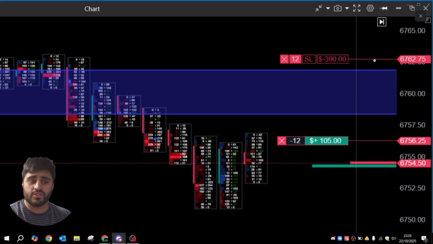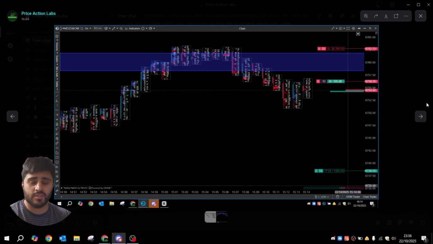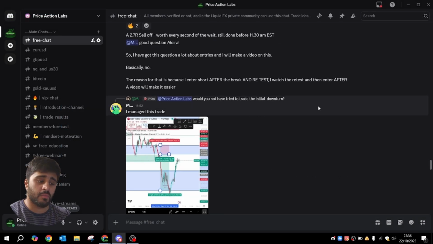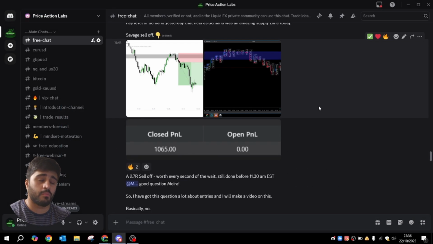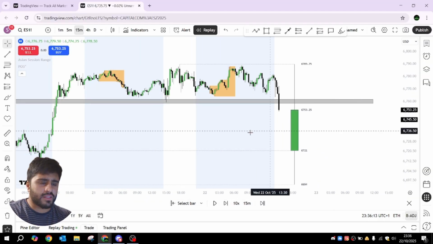Risk just above the zone, and I'm going to go through why the zone was so good for selling. So risking about 390 to make just over 1k. So I was really happy with that trade. Probably the best short trade of the month in my opinion. So we want to understand what was going on here.